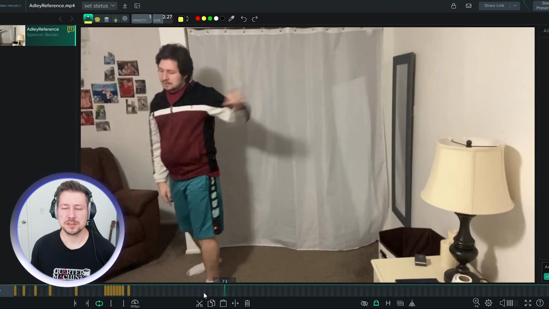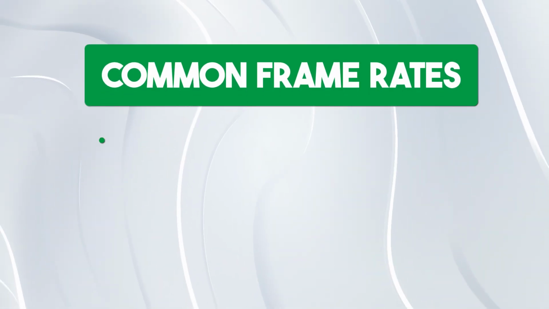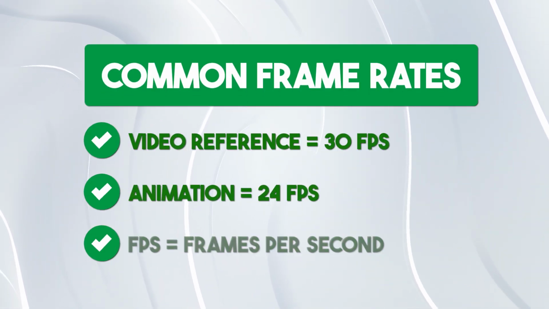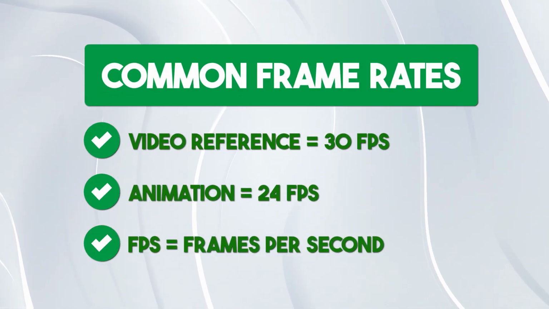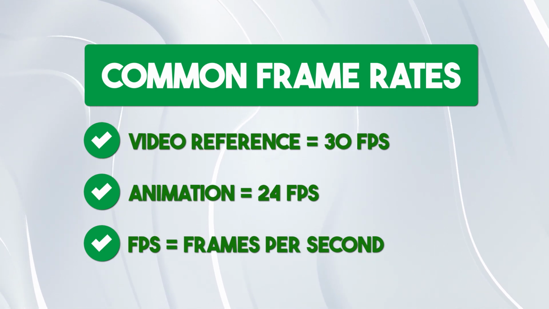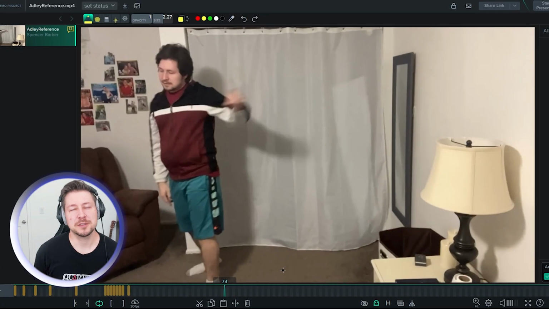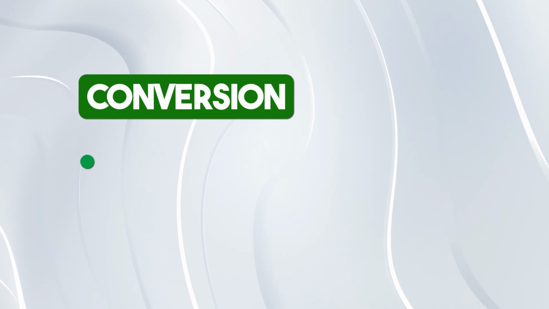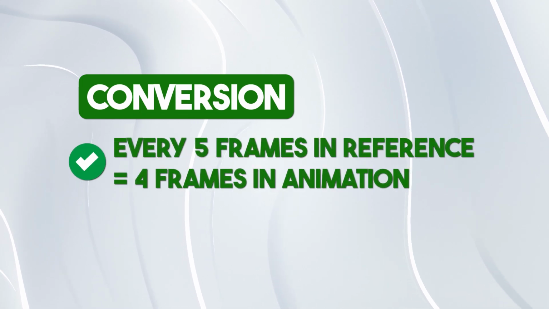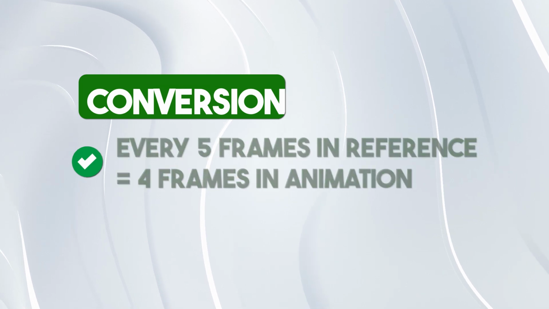One note when you're using reference is that if you are trying to go frame for frame and copy it, most of the time video reference is 30 frames per second, or even 29.97, and your animation is almost always going to be 24 frames per second. So you're going to be off. So the conversion from 30 to 24 is for every 5 frames that you move in your reference, that equals 4 frames in Maya, right? Or whatever animation software you're using.